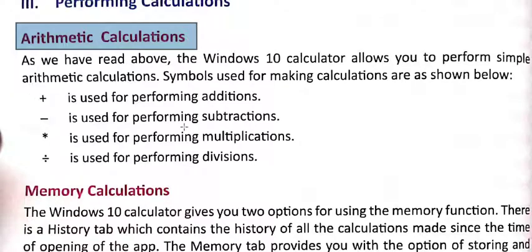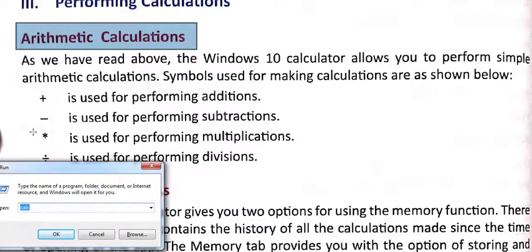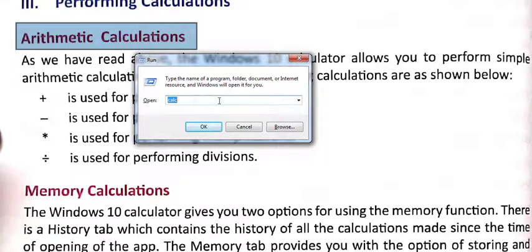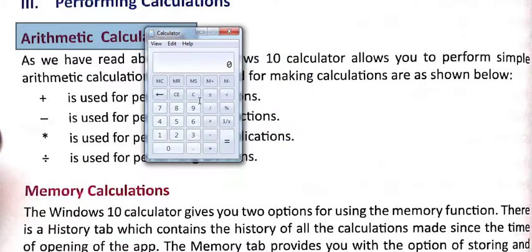So I am opening Windows calculator now. First I will open the run dialog box using Windows key plus R. Now I will type CALC for calculator here. Then I will press enter. See, we can do arithmetic calculations using these 4 buttons. This slash symbol is used for division, this asterisk symbol, the star symbol, is used for multiplication, minus for subtraction, plus for addition.